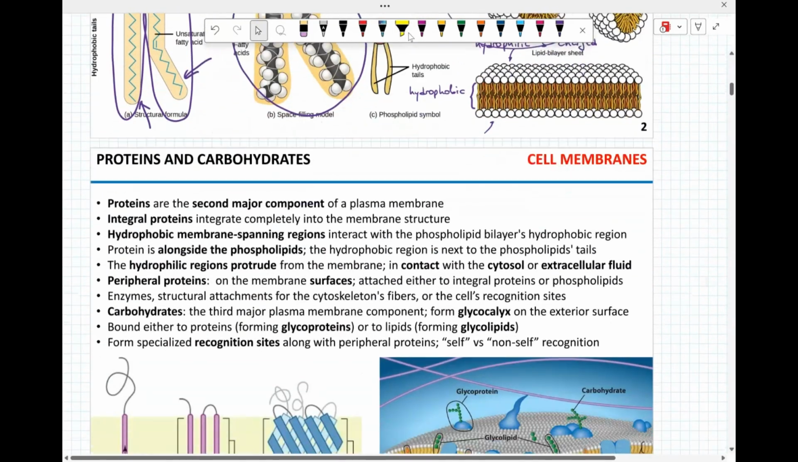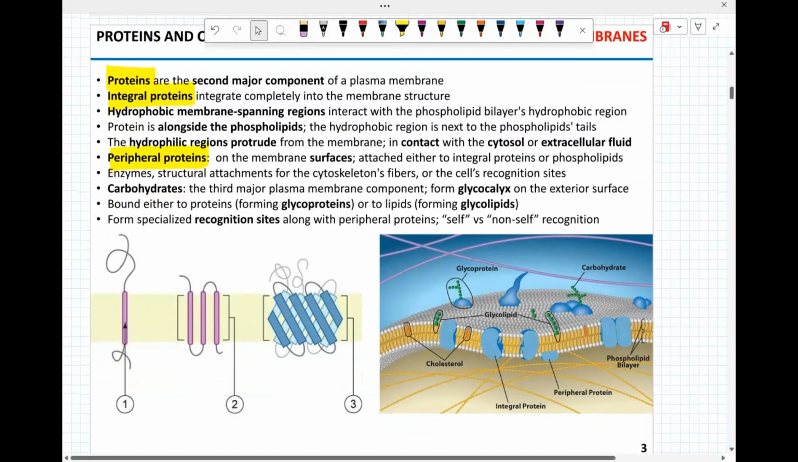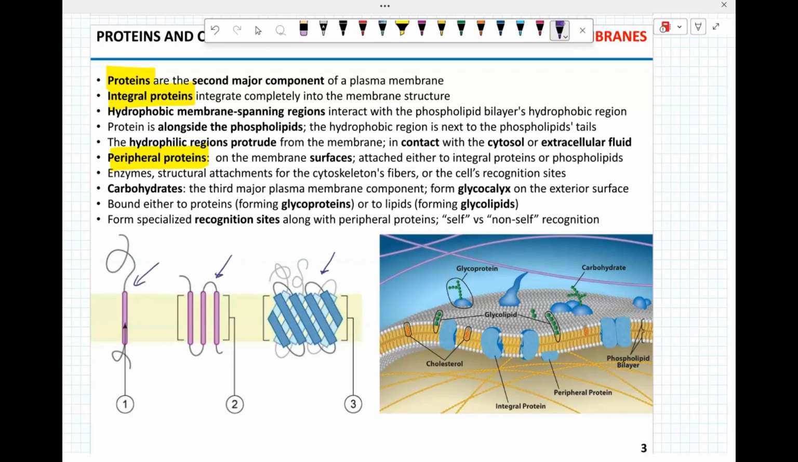Now, second major component of the plasma membrane are proteins. Proteins can be integral or peripheral. Integral proteins span through the plasma membrane. Some examples of integral proteins are shown in this picture. You can see that it can be one fragment of a protein spanning through the membrane. It can be several parts of the protein going back and forth through the membrane, or it may be multiple parts of the protein forming the transmembrane domain.